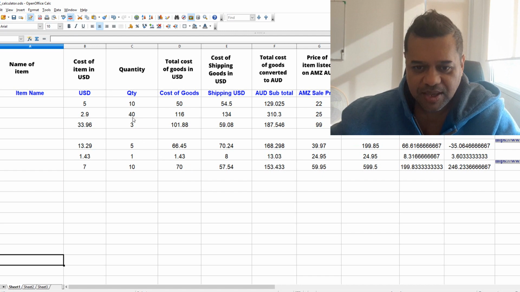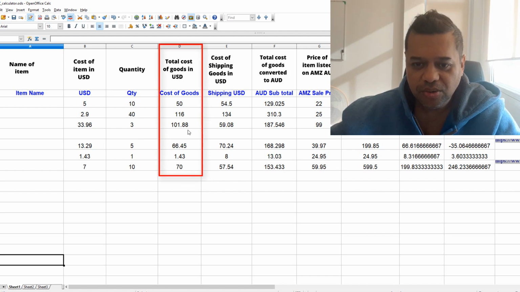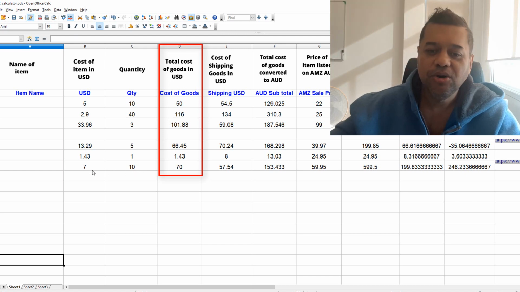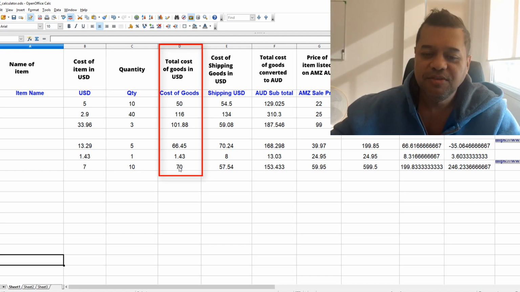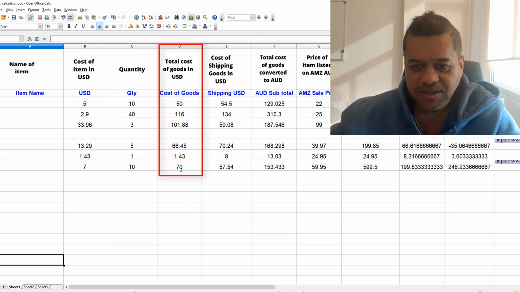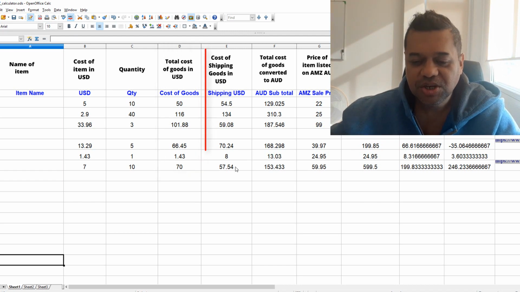And then we've got the total cost of the goods in USD. So however many units it is, say I've got 10 units that cost $7 each, the total cost of goods will be obviously 70 USD. Then you want the cost of shipping. The cost of shipping is really going to determine whether you're profitable or not. So this is really important.